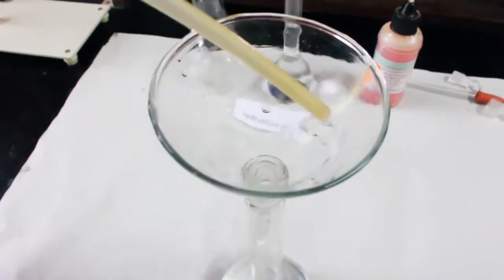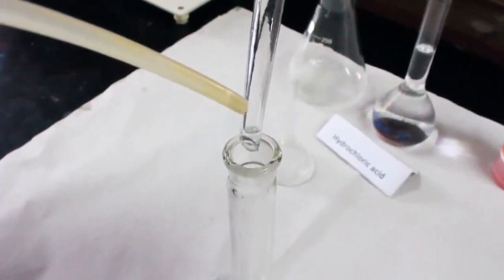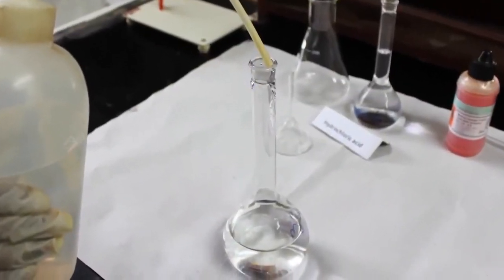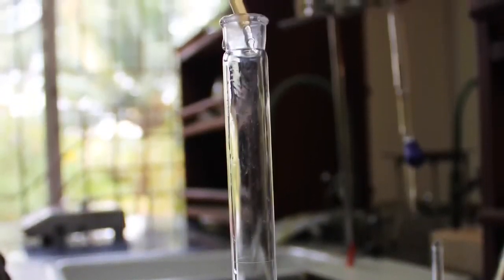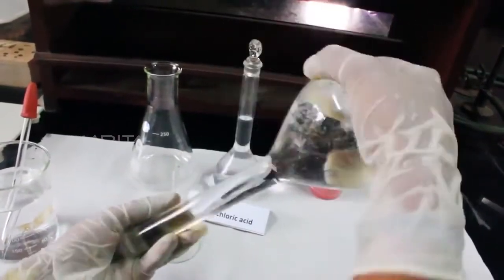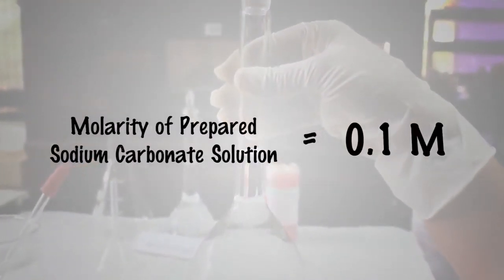Finally, wash the funnel and funnel tip thoroughly with distilled water to transfer the solution sticking in the funnel to the standard flask. Using a wash bottle, carefully add distilled water to the standard flask to just below its calibration mark. Add the last few drops of distilled water with a dropper until the lower level of the meniscus just touches the mark on the standard flask. Stopper the measuring flask and shake gently to make the solution uniform throughout. The molarity of the prepared sodium carbonate solution is 0.1 molar.